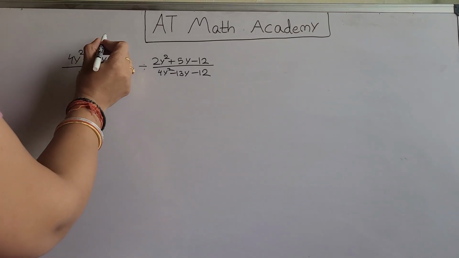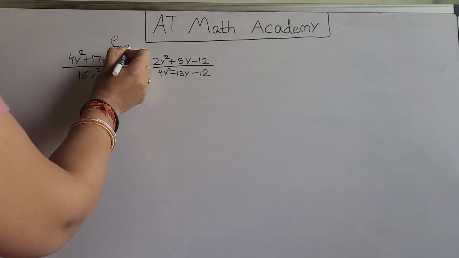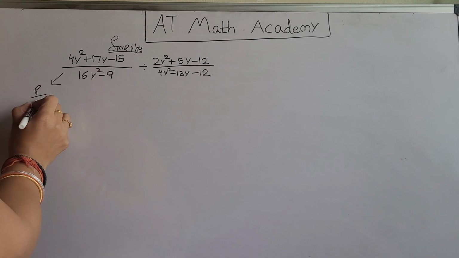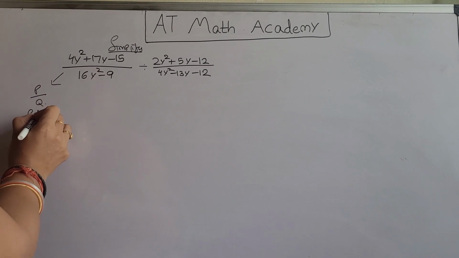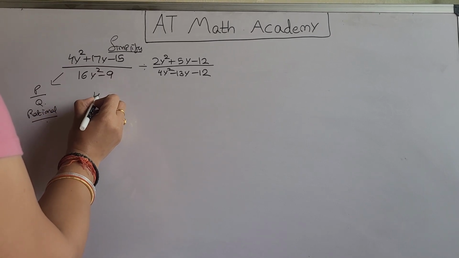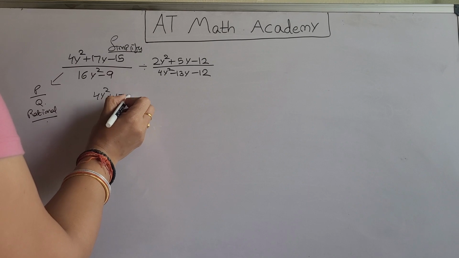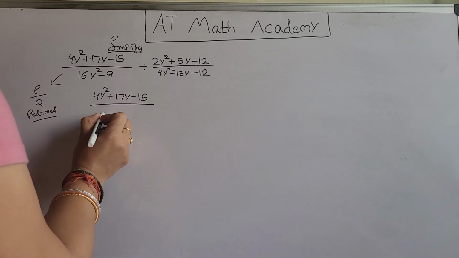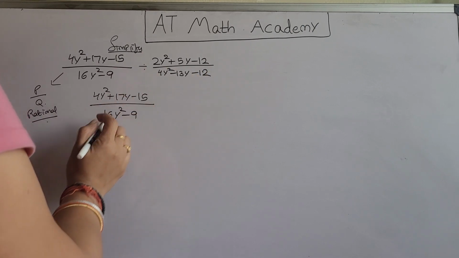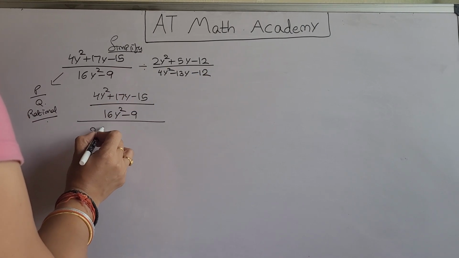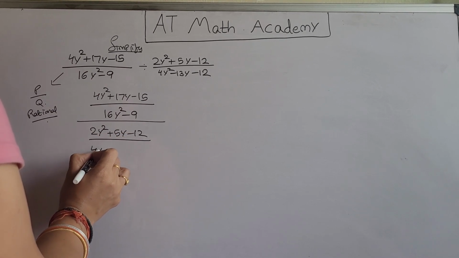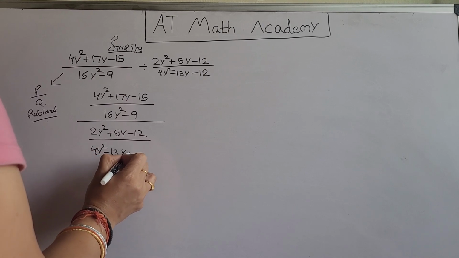Today I am going to show you how to simplify this expression. This is a rational expression of the form P by Q. We are now going to simplify this rational expression: (4y square plus 17y minus 15) by (16y square minus 9), divided by (2y square plus 5y minus 12) by (4y square minus 13y minus 12).